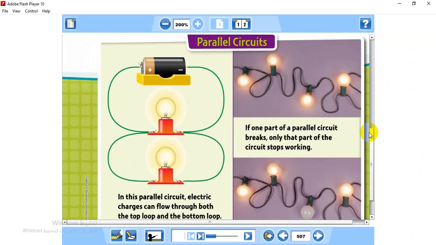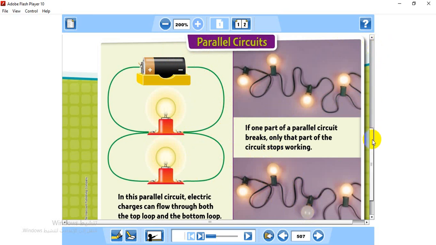So this one is an example of what? Parallel circuits, guys. If one part of a parallel circuit breaks, only that part of the circuit stops working. The other parts will still work, because it depends on how many lines or paths there are, more than one, 2 or 3 or 4. For that reason it will still work. So this one is much better than the previous one.